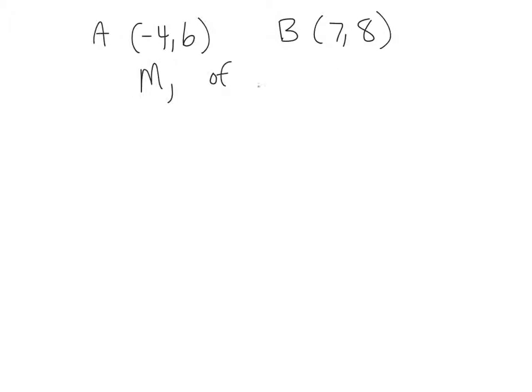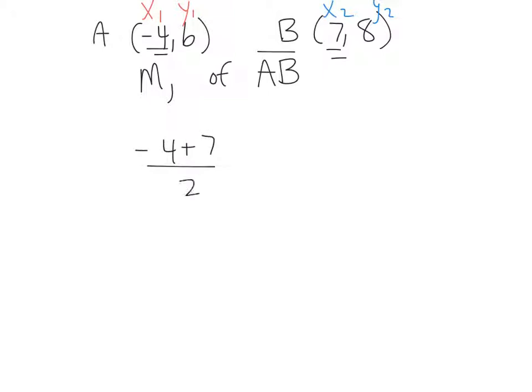Okay, let's do another example of the midpoint. So let's say that A is at (-4, 6), and B is at (7, 8). And you're trying to find the midpoint M of the segment AB. So we don't need to graph it. So I'm going to write my x1, y1, and my x2, y2. And the midpoint is add up the x's, so -4 plus 7, and divide it by 2. And then add up the y's, 6 plus 8, and divide it by 2.